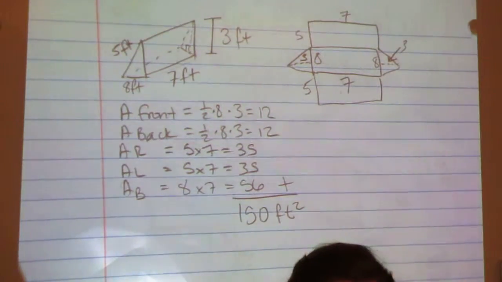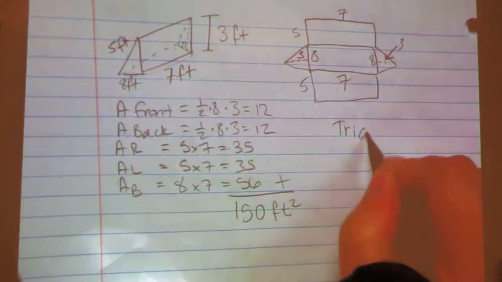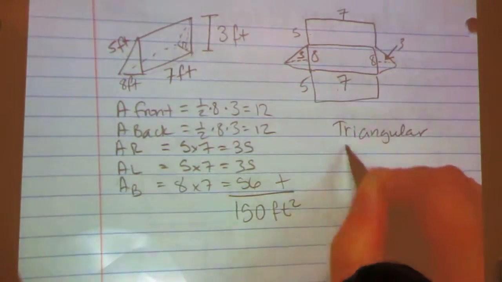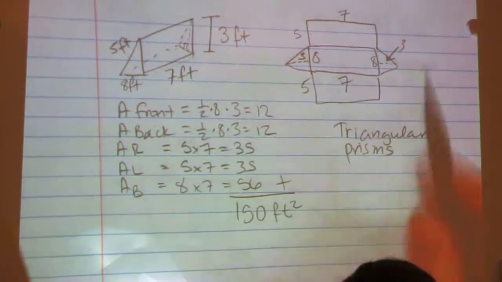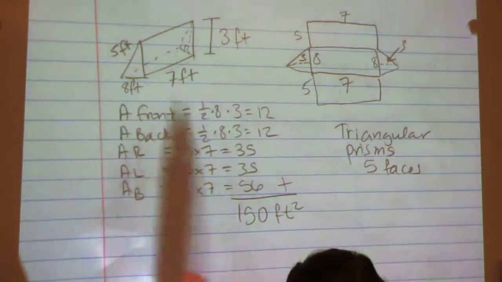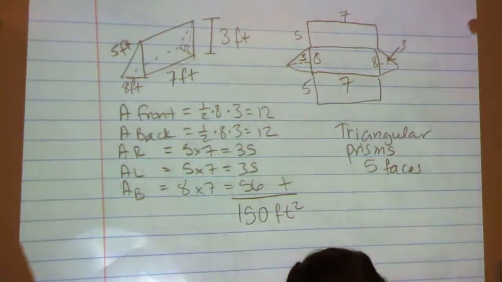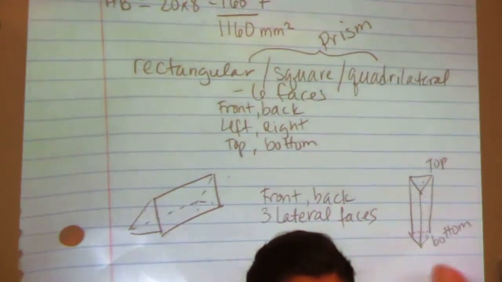The key is drawing the net. So as long as you draw the net, triangular prisms have 1, 2, 3, 4, 5 faces. So if you're doing a triangular prism and you don't get 5 numbers, you're doing it wrong. If you have your rectangular pieces and you don't get 6 faces, you're doing it wrong.